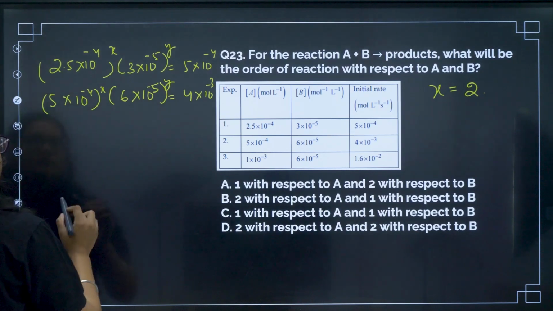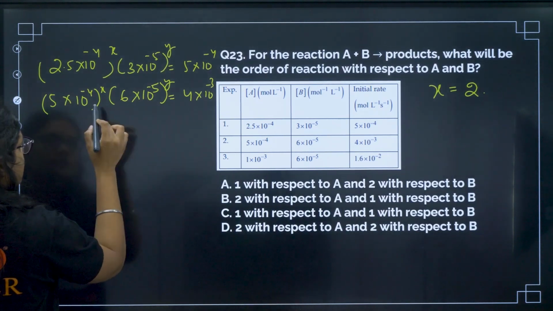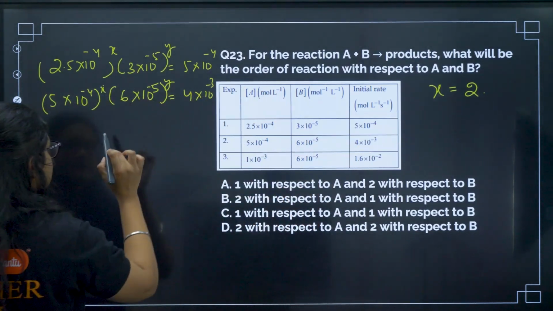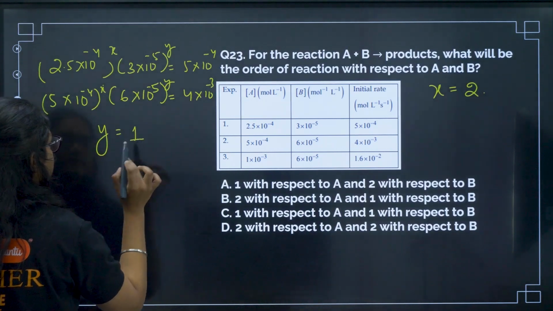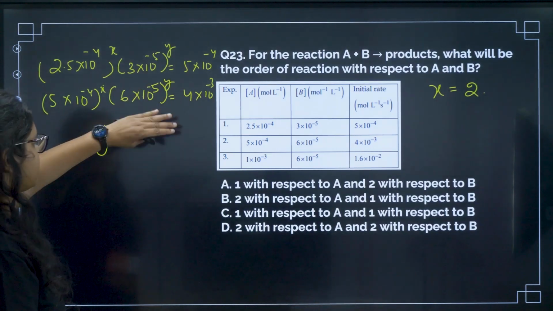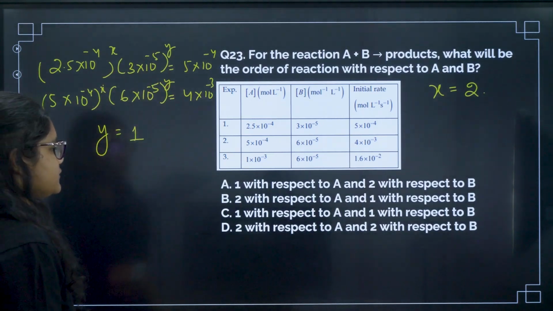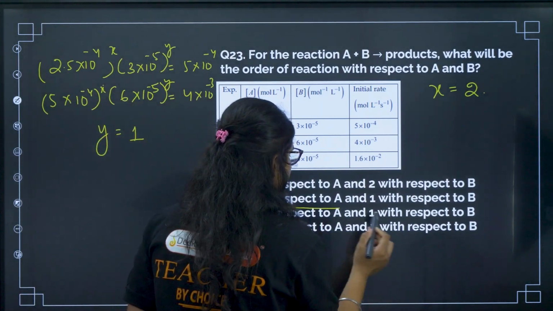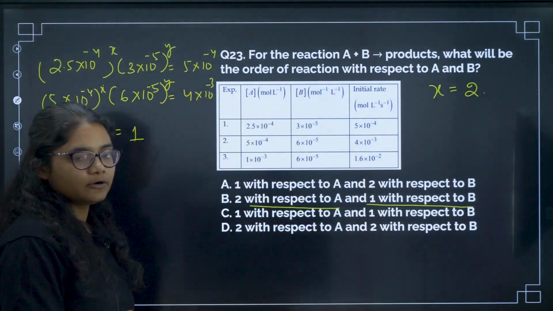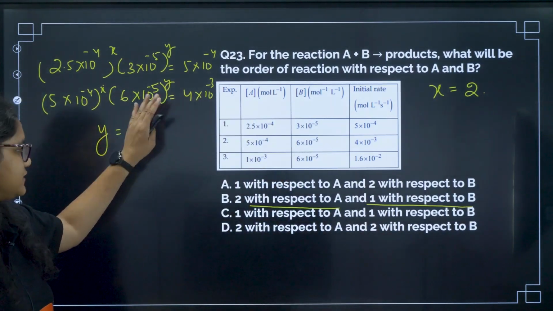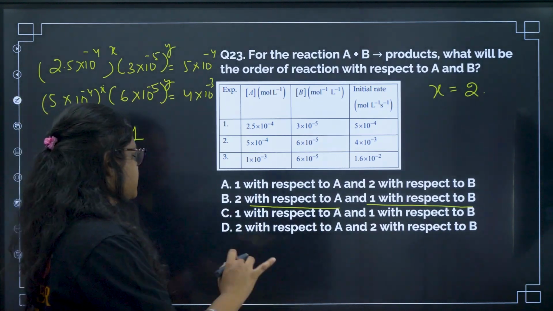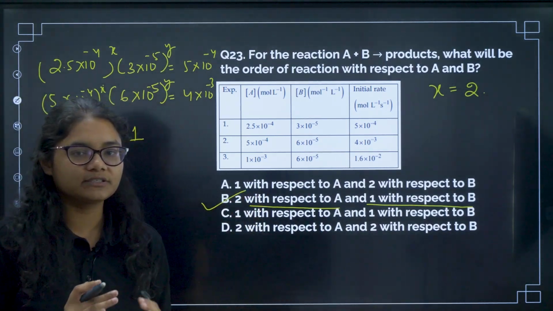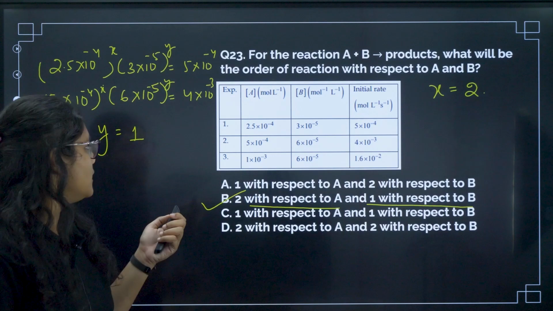Now if we solve this, just divide both equations and substitute the value of X here. So the Y value we will get is 1, right? Very simple, just divide the two equations and solve it. So the correct answer for this question is 2 with respect to A and 1 with respect to B. Already I have solved the first part, just substitute it and solve the second part. The correct answer for this question will be option number B.